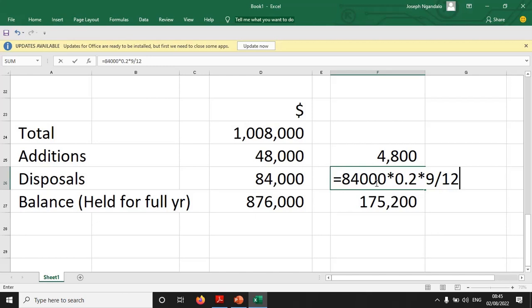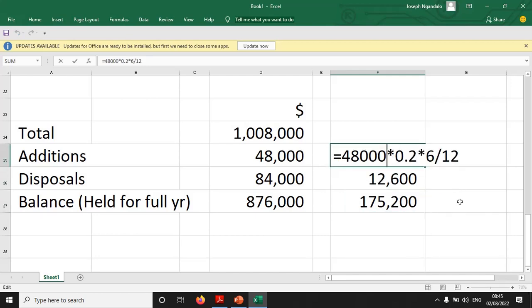Yes. Are you confirming how much? 12,600. How did we find this one? Are you seeing the breakdown?